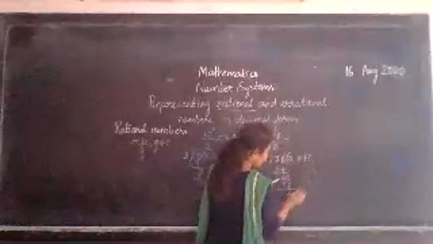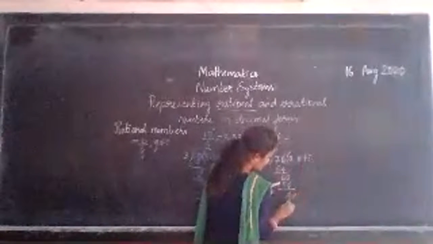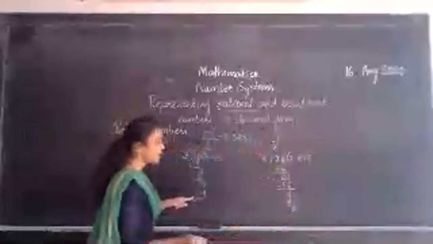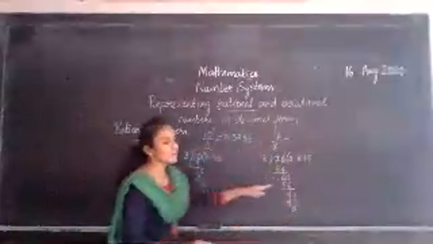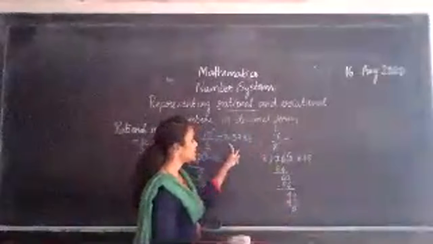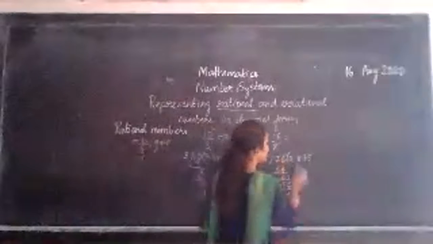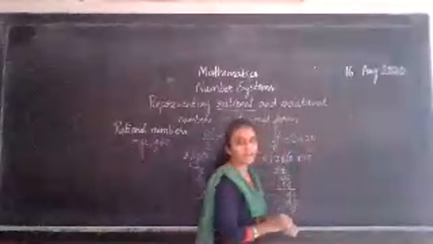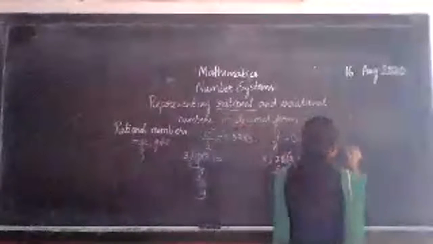Then 60 by 8, 8 7s are 56. Then the remainder, if I subtract this, I get 4. So 8 5s are 40. So the remainder is 0. Here we didn't get the remainder 0, but here we got the remainder 0. This keeps on continuing, but here it really stops. 0.875.